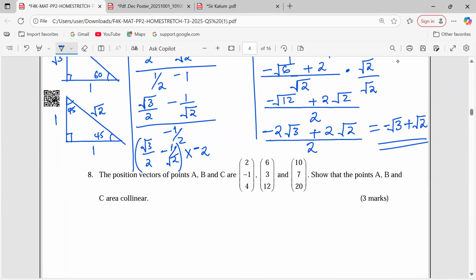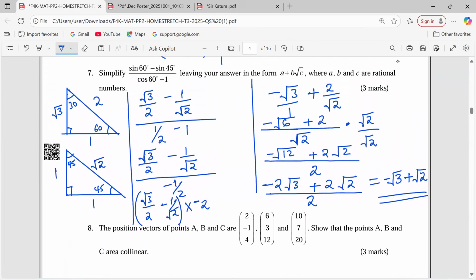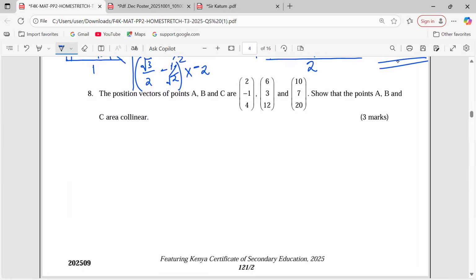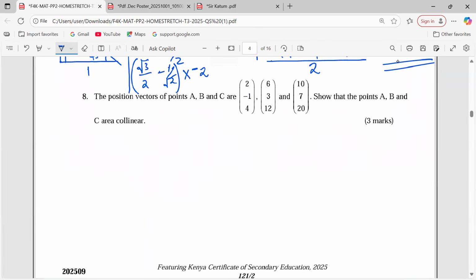Very simple work and very good work. Interesting for this matter. So it's a very good surd question. We have simplified it very well. Looking at number 8 now.